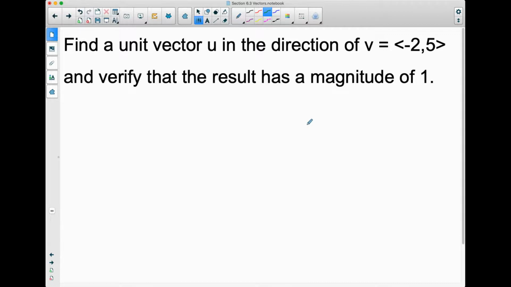What did y'all get as your magnitude? Well, the square root of.